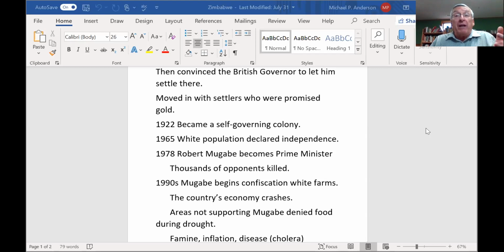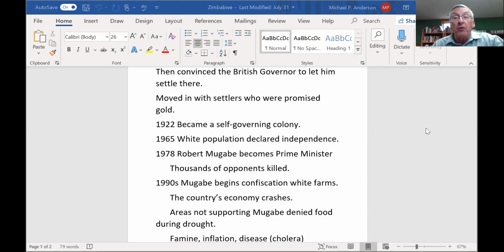Well, the soldier now has a farm, but he doesn't know how to be a farmer. He has no seeds, no tractors, no know-how. All of that has disappeared. The white flight out of Zimbabwe is huge. The whites realize the handwriting's on the wall. I better take what I can take and get out of here.